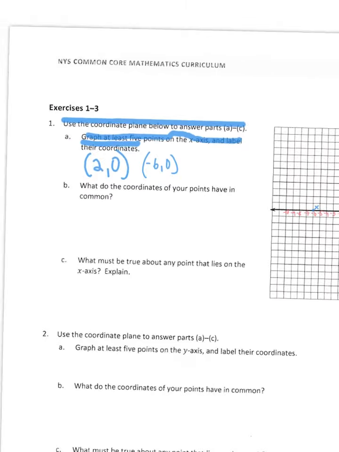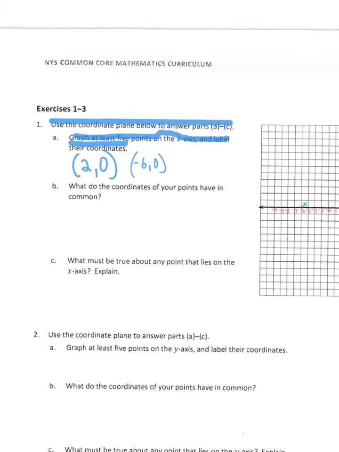Now the next question, now remember you need to do 3 more. I've already done 2 for you guys. Now the next question, what do these coordinates of your points have in common? This is a coordinate, this is a coordinate, and you'll have 3 more. What do they all have in common? Letter C, what must be true about any point that lies on the X-axis? What has to be true so that all the coordinates are on the X-axis?